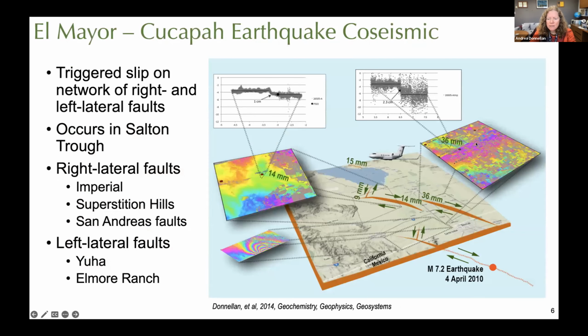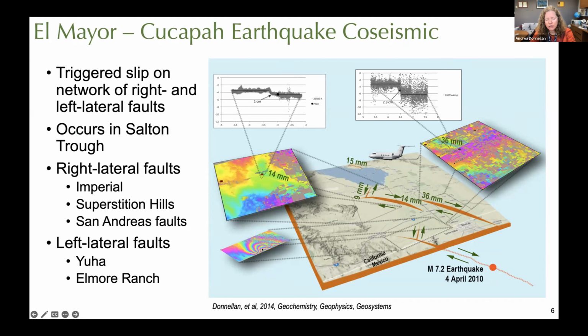So again, here's the triggered slip, and I've added on the interferograms. This one on the Superstition Hills Fault, you can probably see the best. We took profiles across there. You can see this slip. There is a little bit of a width to that deformation zone. And here on the Imperial Fault and Superstition Hills Fault, we have that offset again of about 36 millimeters.